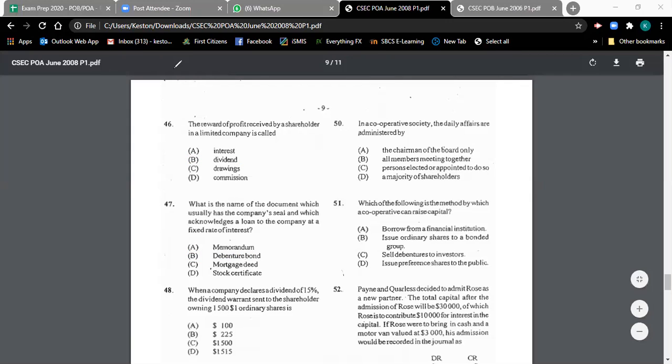48. When a company declares a dividend of 15%, the dividend warrant sent to the shareholder. Correct. Well done, Shania, Ariana, Avisha, 225. You took it at 15% of $1,500. Yeah?